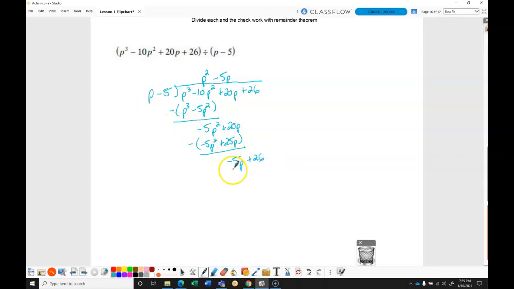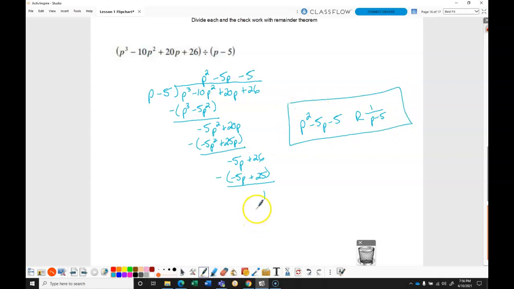P times what is -5p? Well, that's -5. So I'm going to do that multiplication to figure out what I'm subtracting. -5 times p is -5p, and -5 times -5 is positive 25. So when I do my subtraction, this cancels out, and 26 minus 25 is 1. So my answer is p squared minus 5p minus 5 with a remainder of 1 over p minus 5. There's my answer here.